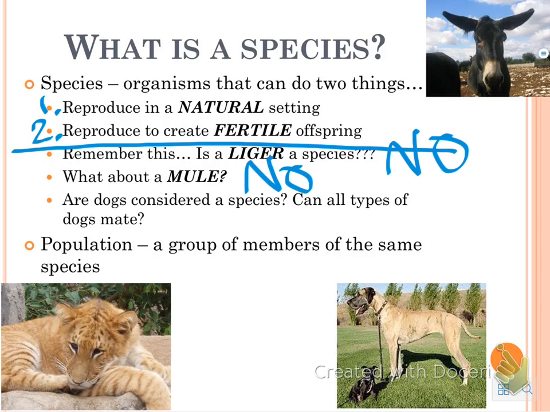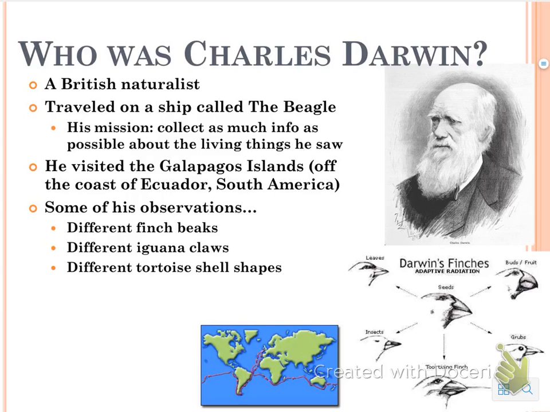Now, are dogs considered a species? Yes. And all types of dogs could technically mate. By can they mate, I mean can sperm and egg combine to form a fertilized baby, not can they physically mate. Population then is a group of members of the same species. So a lot of the evolutionary terms and natural selection and things like that refer to a population of organisms, not an individual.